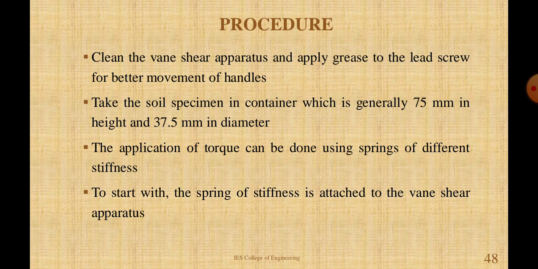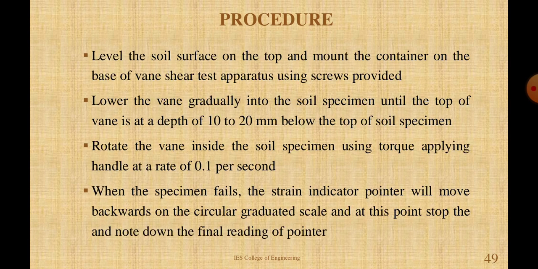Then the application of torque can be done using springs of different stiffness. To start with, the spring of suitable stiffness is attached to the Vane shear apparatus, and level the soil surface on the top and mount the container on the base of the Vane shear test apparatus using screws provided. Lower the vane gradually into the soil specimen until the top of vane is at a depth of 10 to 20 mm below the top of soil specimen. Rotate the vane inside the soil specimen using the torque applying handle at a rate of 0.1 degree per second.